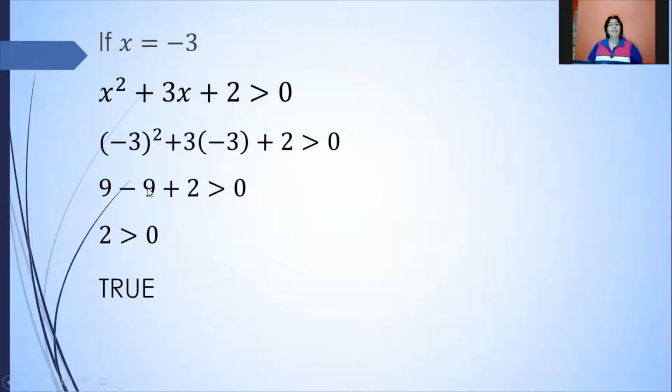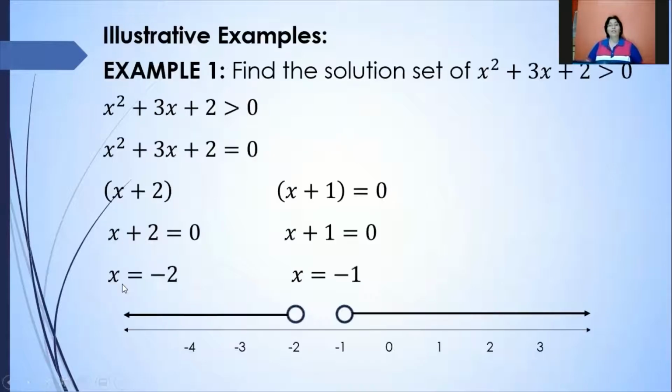9 minus 9 is 0. Plus 2 is equal to 2. Therefore, 2 is greater than 0, and that is true. That's why the graph to the left of negative 2 is part of the solution set for the given inequality: x squared plus 3x plus 2 is greater than 0.